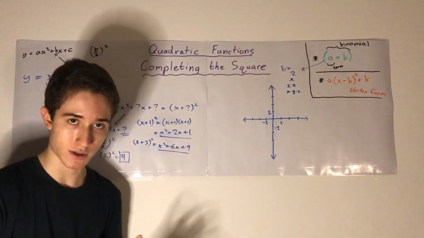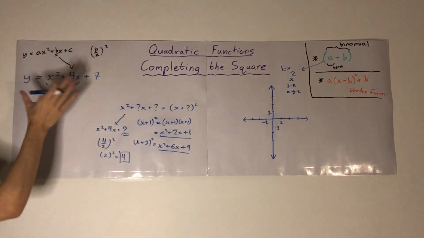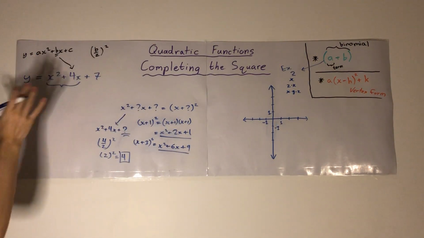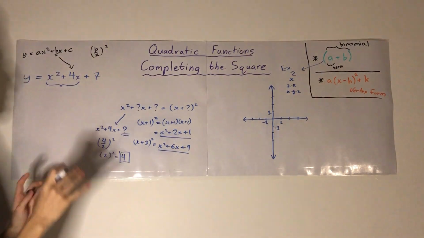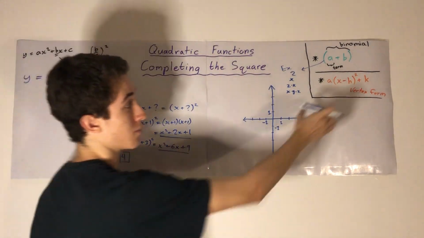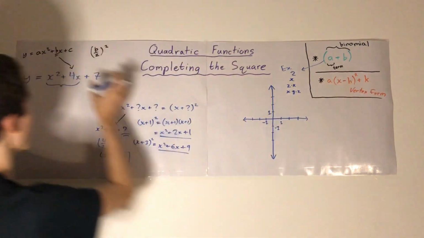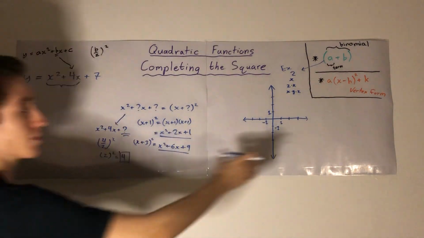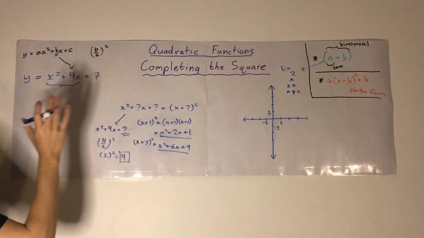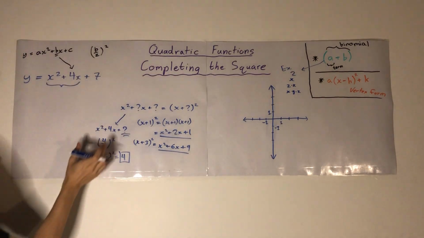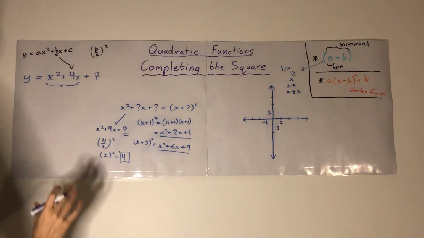Okay, first step done. Now we need to do something to this function that won't change the actual function, because remember, we're just rewriting this function in a different way that's more useful. It's just this function rewritten in a different way. So here we want to rewrite this so that it includes a perfect square. How do you do that?